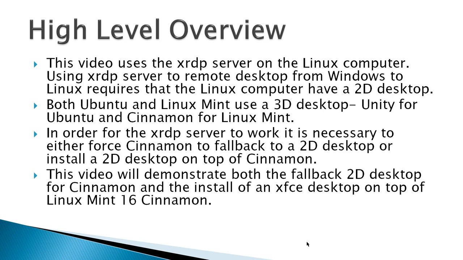Now, using the xrdp server to remote desktop from Windows to Linux requires that the Linux computer have a 2D, or two-dimensional, desktop. Both Ubuntu and Linux Mint use a 3D desktop, Unity for Ubuntu and Cinnamon for Linux Mint. In order for the xrdp server to work, it is necessary to either force Cinnamon to fall back to a 2D desktop or install a 2D desktop on top of Cinnamon. This video will demonstrate both the fallback 2D desktop for Cinnamon and the install of an Xfce desktop on top of Linux Mint 16 Cinnamon.